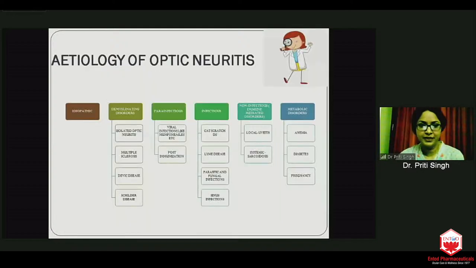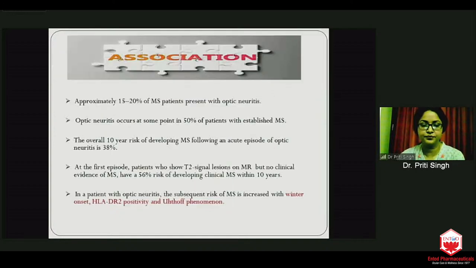Optic neuritis can be idiopathic. It could be associated with demyelinating disorders. It can be para-infectious or infectious in etiology. Or it may be associated with certain immune-mediated disorders or metabolic disorders. Among the demyelinating disorders, the most common association is multiple sclerosis.